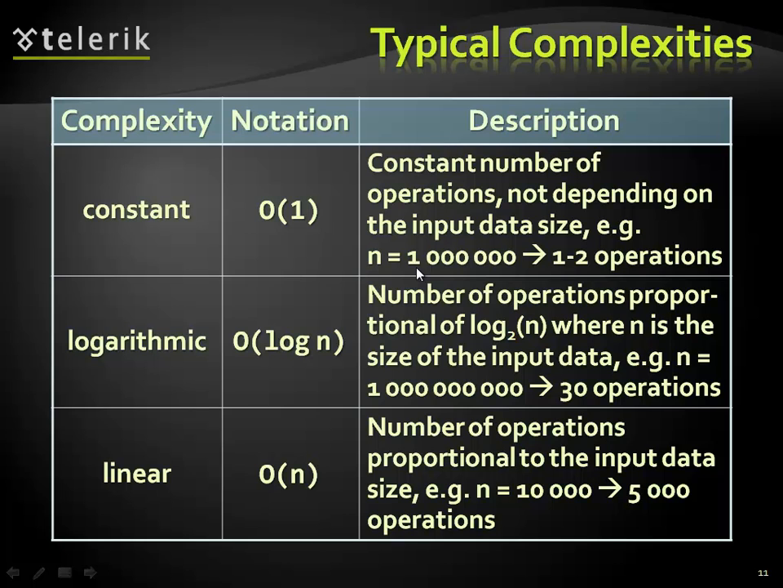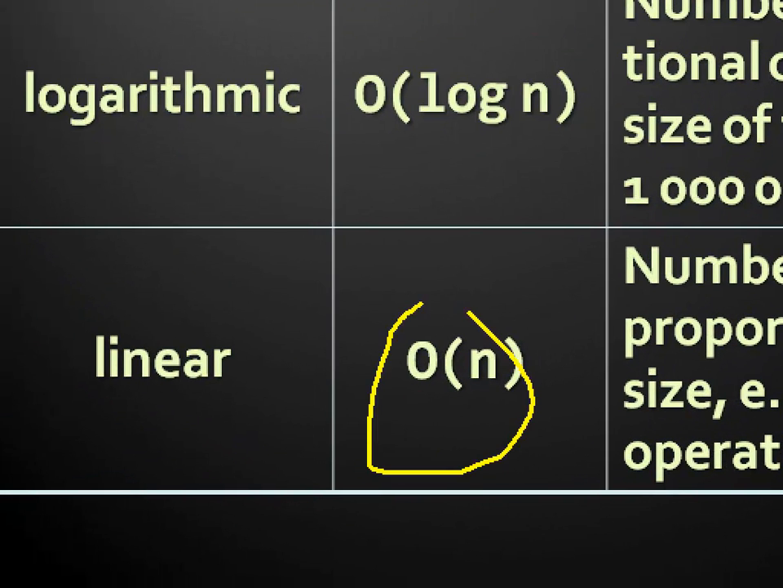You have 100 elements. For 100 elements, you will have logarithm of 100, which is what? 5, 6, 7. 7 operations for 100 elements. That's logarithmic complexity. But you do depend on n. When n becomes larger, your operations become more. Okay. Linear complexity, you have 100 elements, you do 100 operations. Basically, that's what it means.